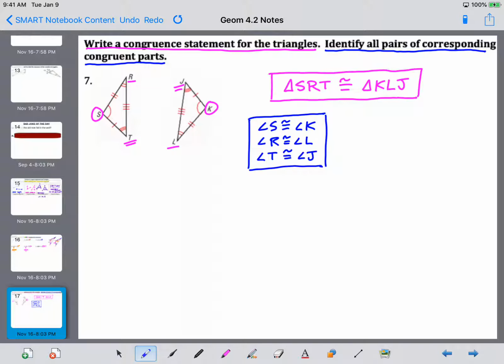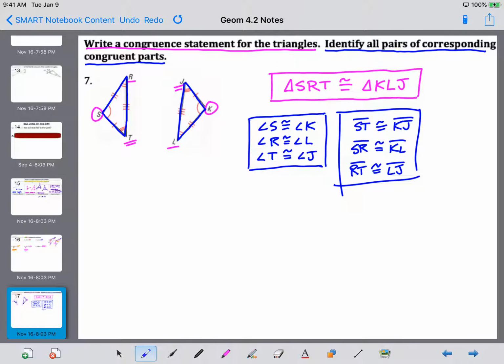And then we have to do the sides. So this side ST goes with JK. Or I guess actually ST, S goes with K, so it's going to have to be KJ. All right, and then let's look at SR, that side there. So segment SR goes with KL. All right, and last but not least, RT goes with LJ. So RT is congruent to segment LJ. All right, so we've got 3 sides and 3 angles, so those are the pairs of corresponding congruent parts.